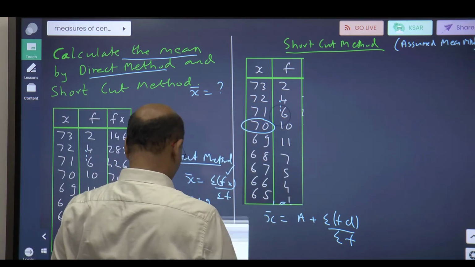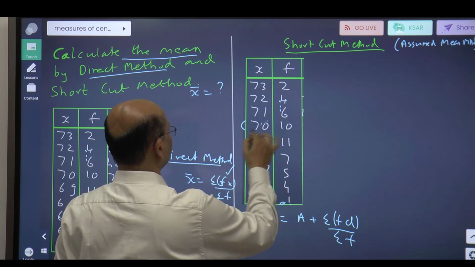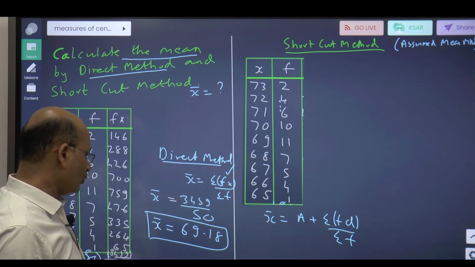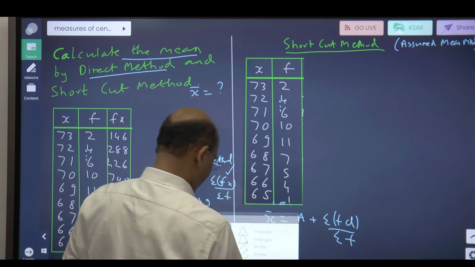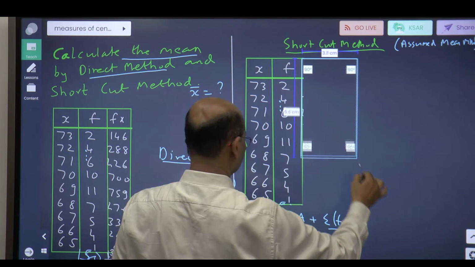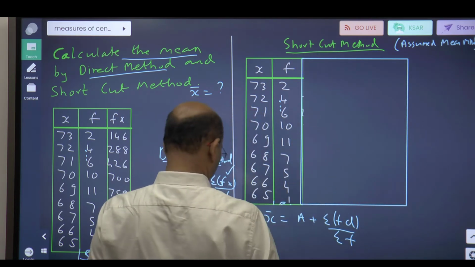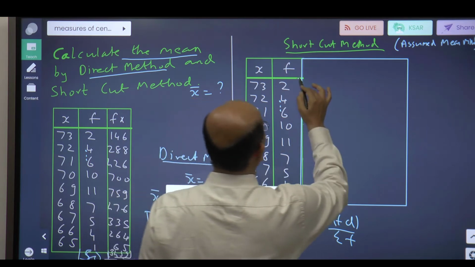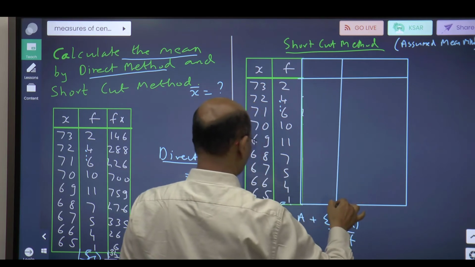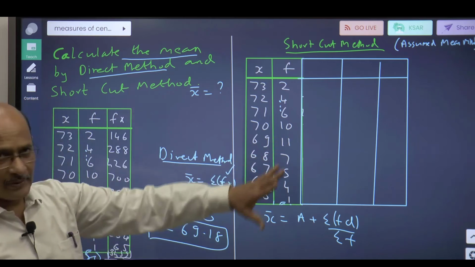I'll just break my point here, just a second. Yes, I took the 70 part. Listen very carefully now. What I am going to do now, first I will increase the table, because I have to fill up the table.